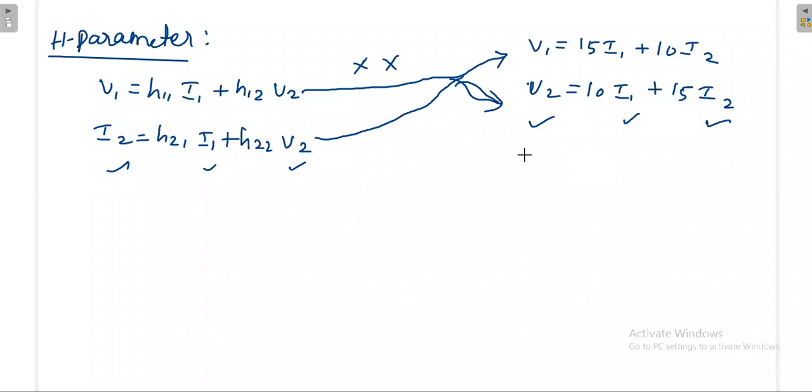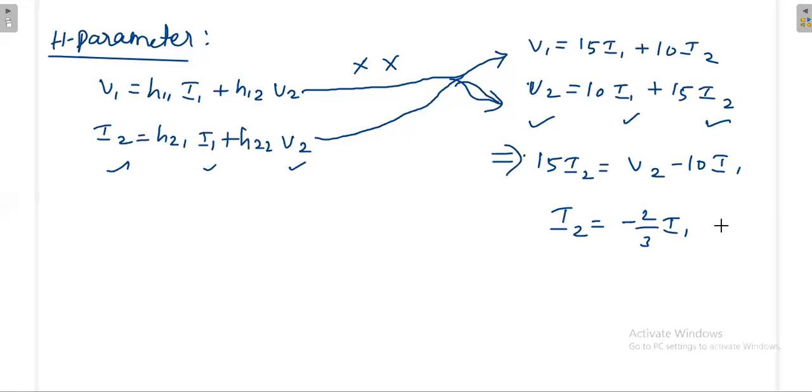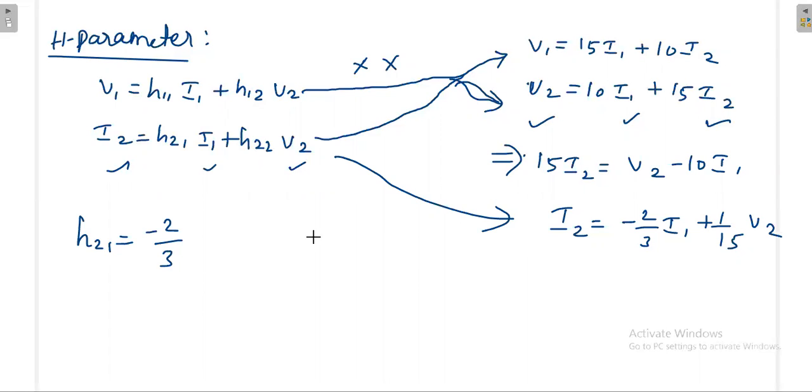From this equation, 15 I2 is equal to V2 minus 10 I1. Then you make the adjustment: I2 is equal to minus 2 by 3 I1 plus 1 by 15 V2. Now compare your equation with this. You are starting with I2. First I1 is there, here also I1. Second V2 is there, here also V2. Then just pick up the numbers. This number is h21, and h21 value is minus 2 by 3. Then h22 value is 1 by 15.